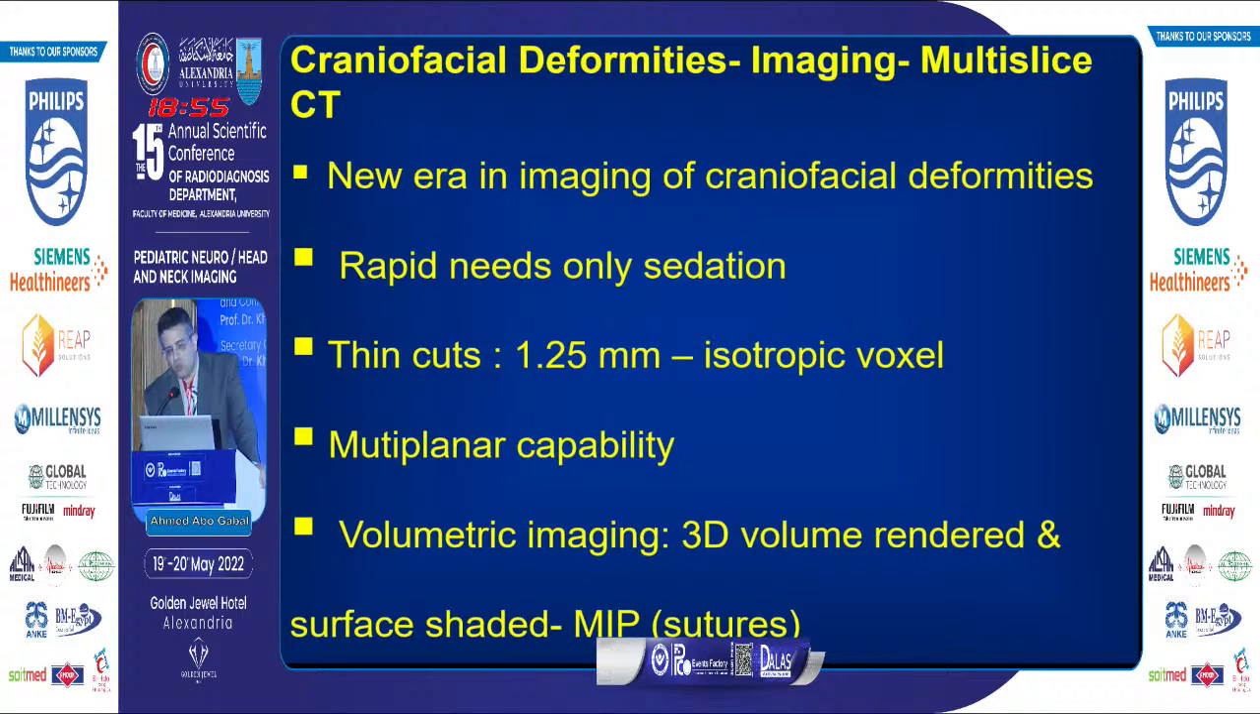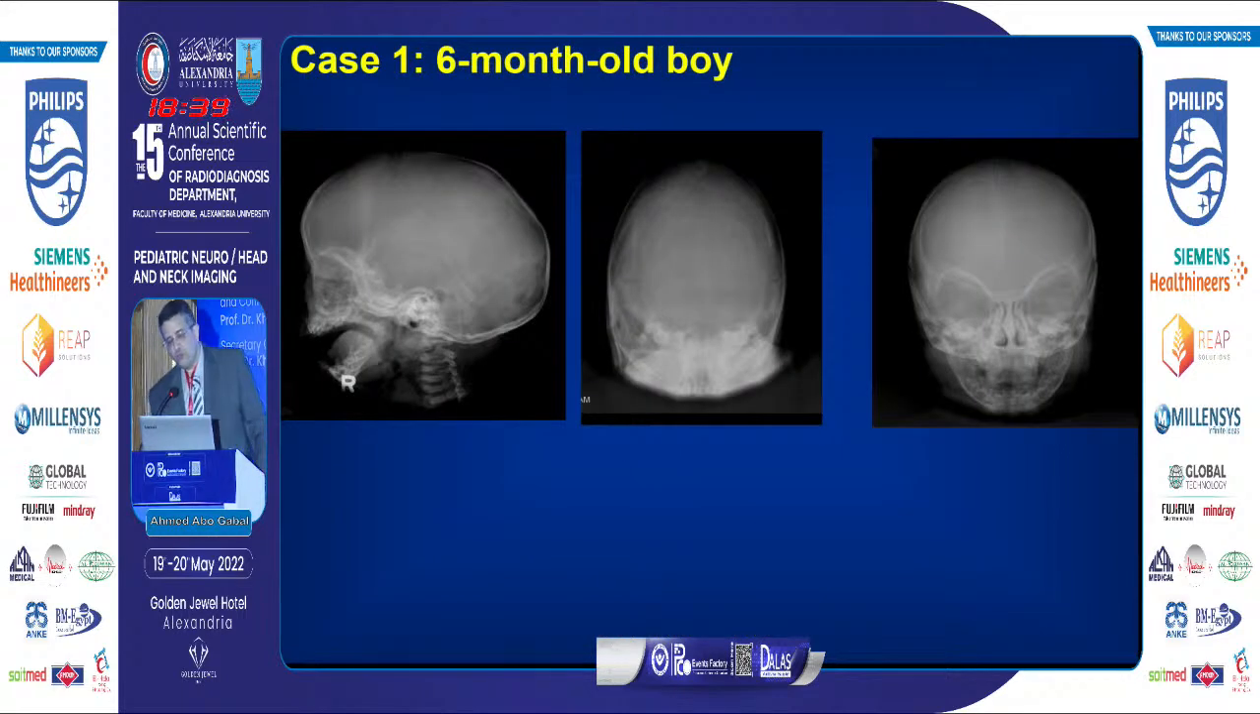It is rapid, needs only sedation, and with thin cuts reaching maybe half a millimeter, we could reach the isotropic voxel with excellent multi-planar capability, 3D volume and surface shaded, and MIP images. So I'm going to show you a group of cases for the various deformities we could meet in our practice. This is the first case. We are going to start with craniosynostosis.